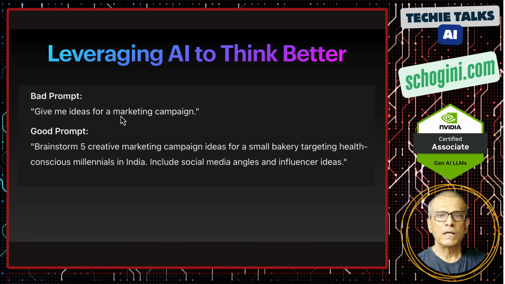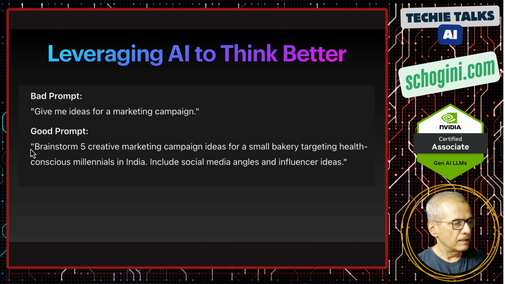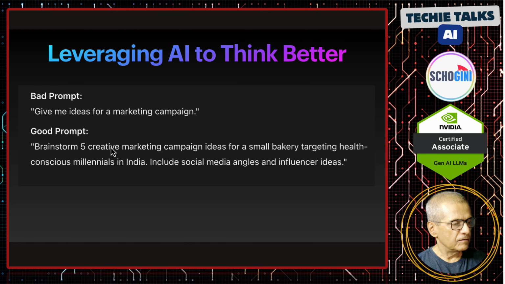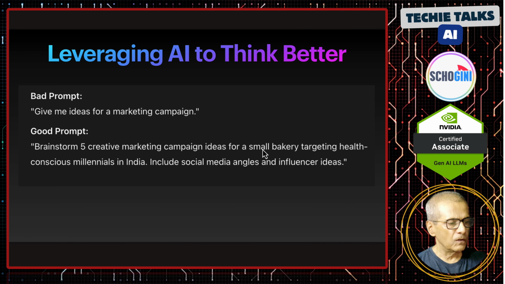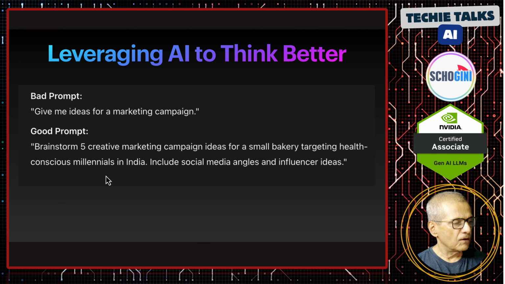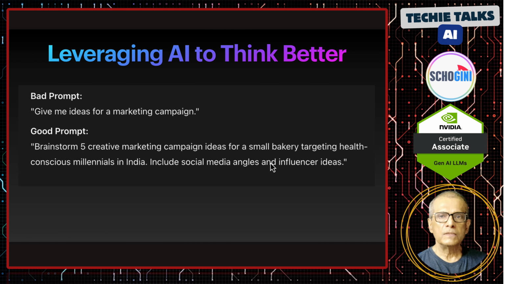Next, leveraging AI to think better. Give me ideas for a marketing campaign. Instead, we can ask, brainstorm 5 creative marketing campaign ideas for a small bakery targeting health-conscious millennials in India. Include social media angles and influencer ideas.